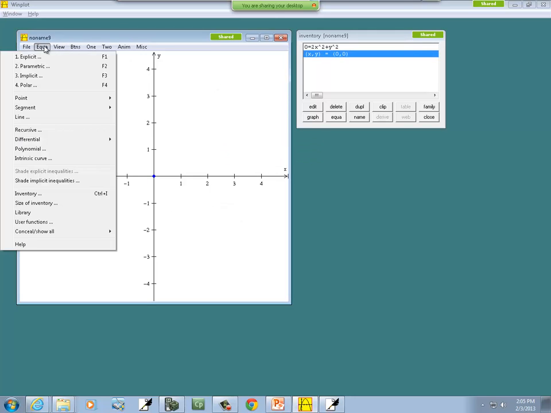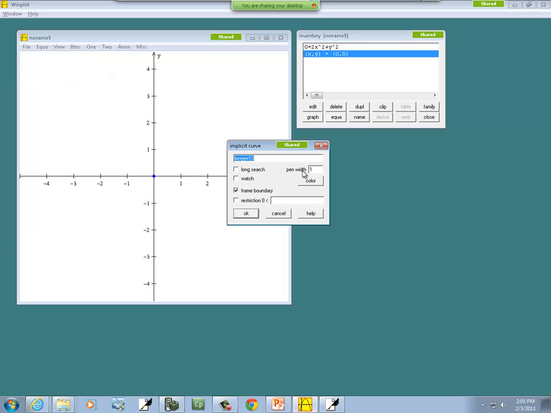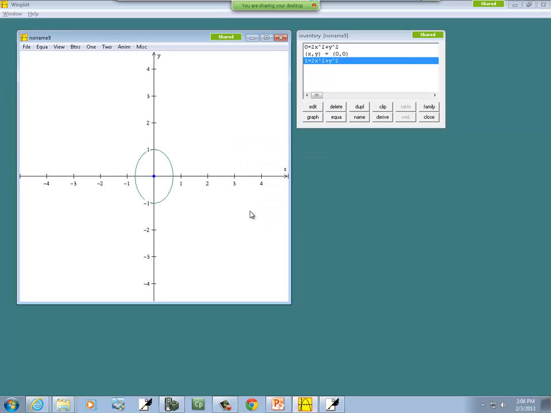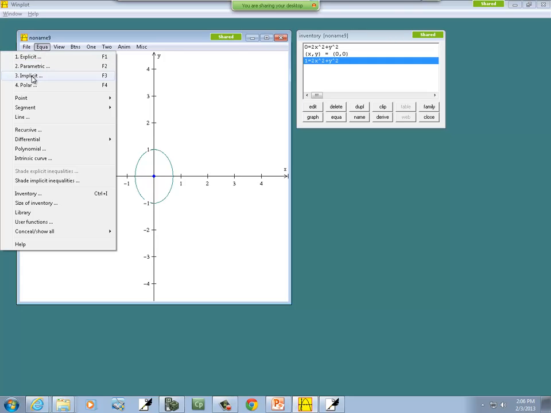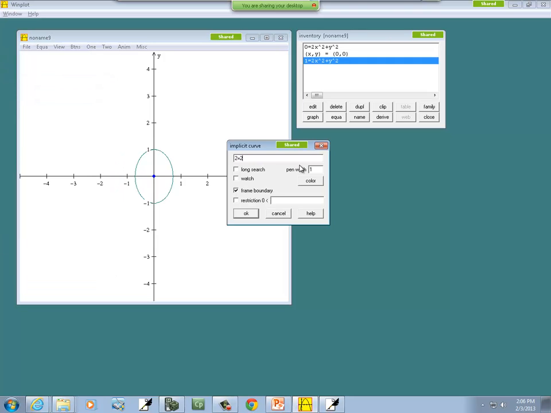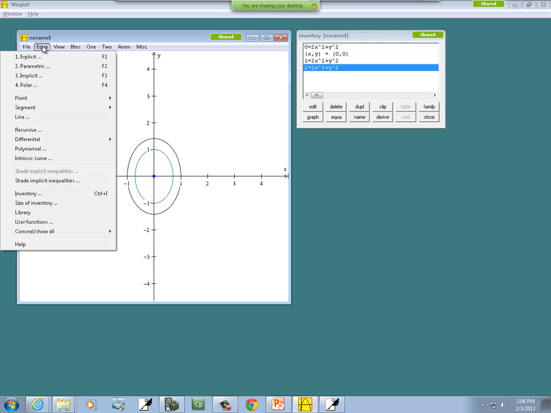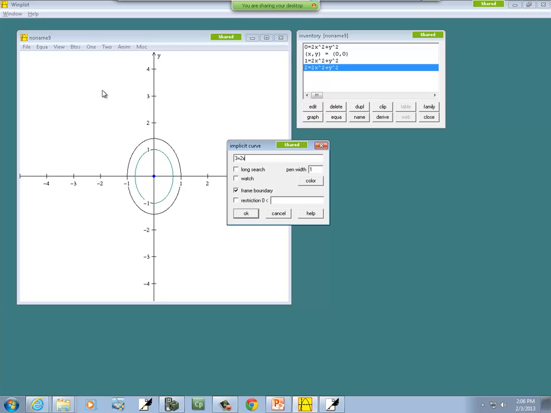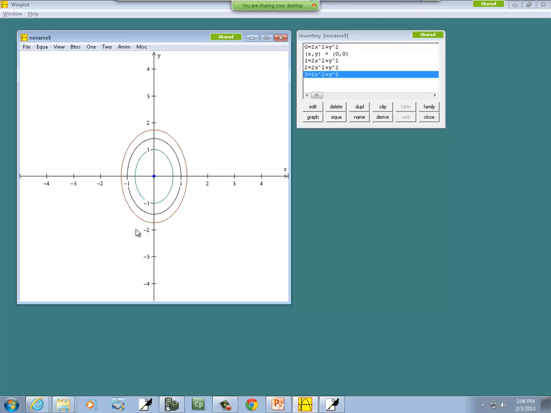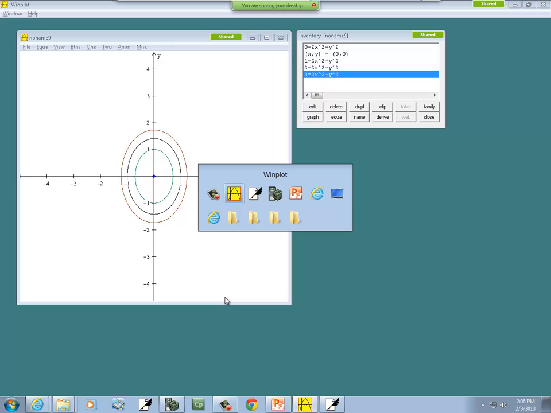But let me do the next one. I choose equation and choose implicit. And the next one was, I think, 1 equals 2x squared plus y squared. The only thing I'm changing from the first one is I put 1 in instead of 0. And then I click OK. And if I choose equation, choose implicit, and I do 2 equals 2x squared plus y squared. OK. And then choose equation, implicit, and 3 equals 2x squared plus y squared. And click OK. And again, that gives us the graph we're looking for.